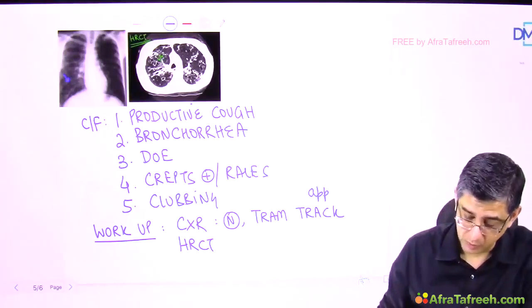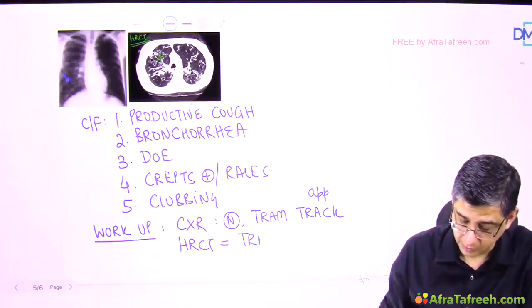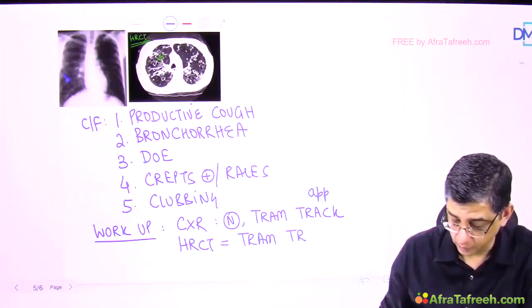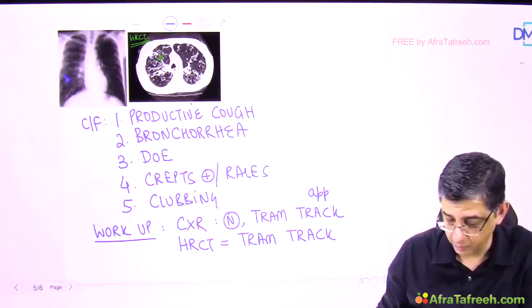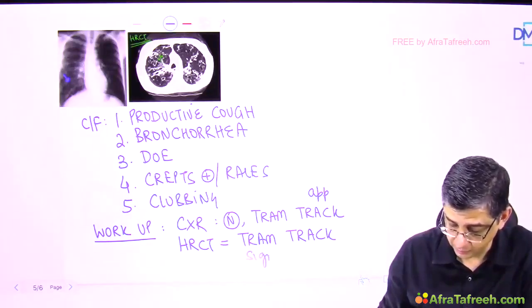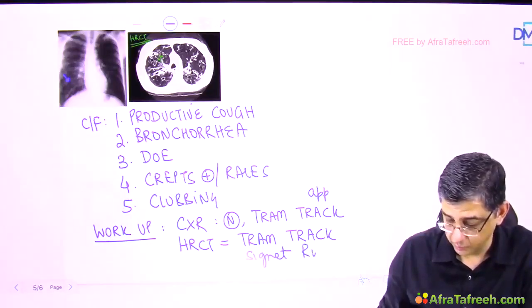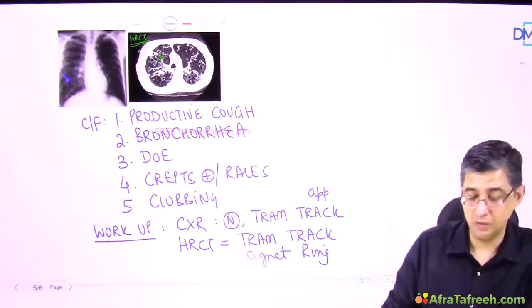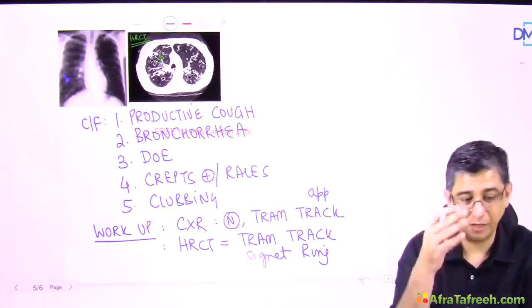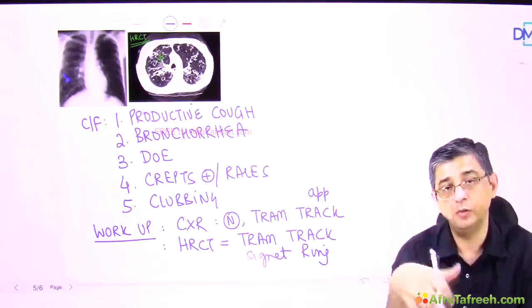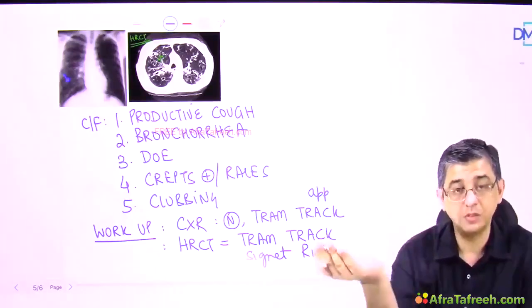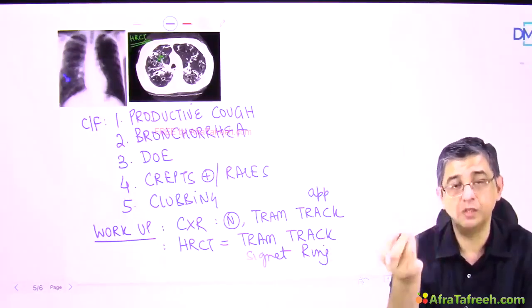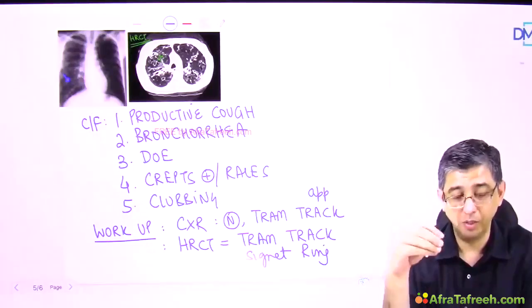The tram track appearance is more visible, however, on a HRCT chest. Another feature of HRCT chest to be remembered is signet ring appearance. The third term that is used is tree in a bud appearance, but tree in bud actually has so many causes, ranging from endobronchial tuberculosis to pneumocystis jirovecii. I have verbally said the word tree in a bud appearance, but then I repeat my statement.